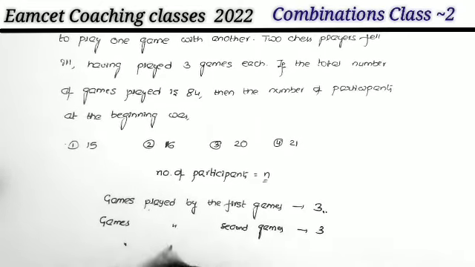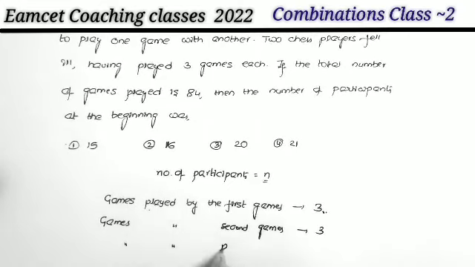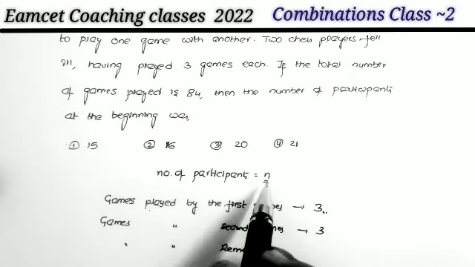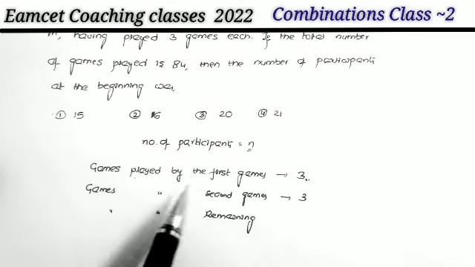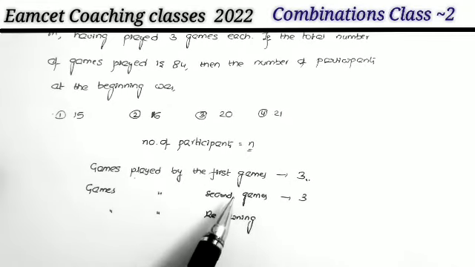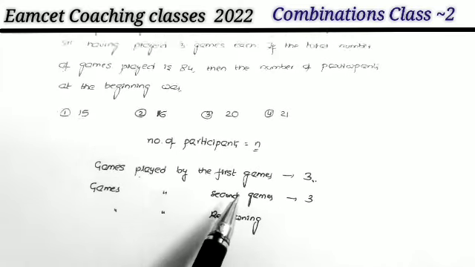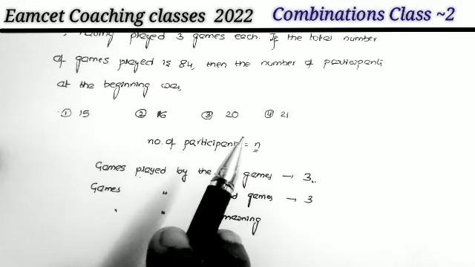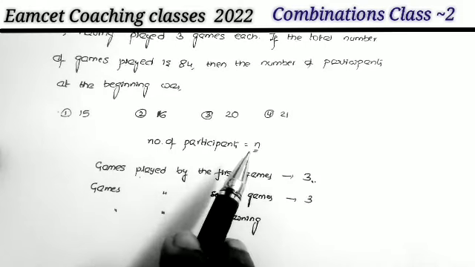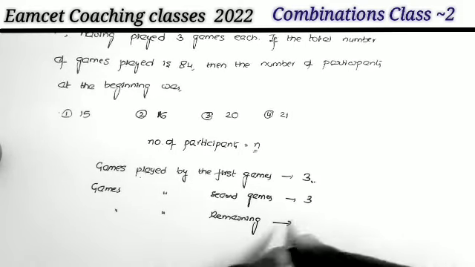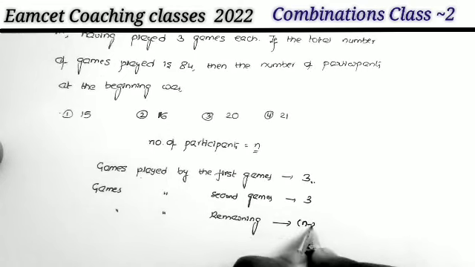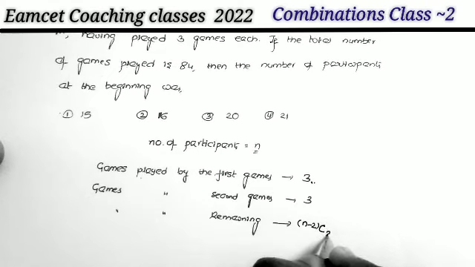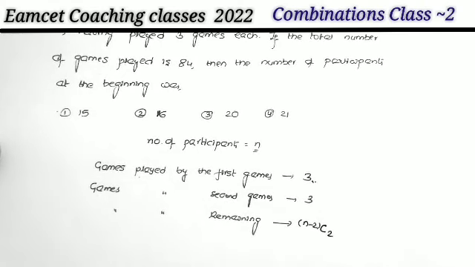Now the games played by the remaining persons. Already at the start I took the number of participants to be n. The games played by the first person and second person are already taken. So the number of remaining participants is n minus 2. Now the games played by these n minus 2 members is equal to n minus 2 C 2.